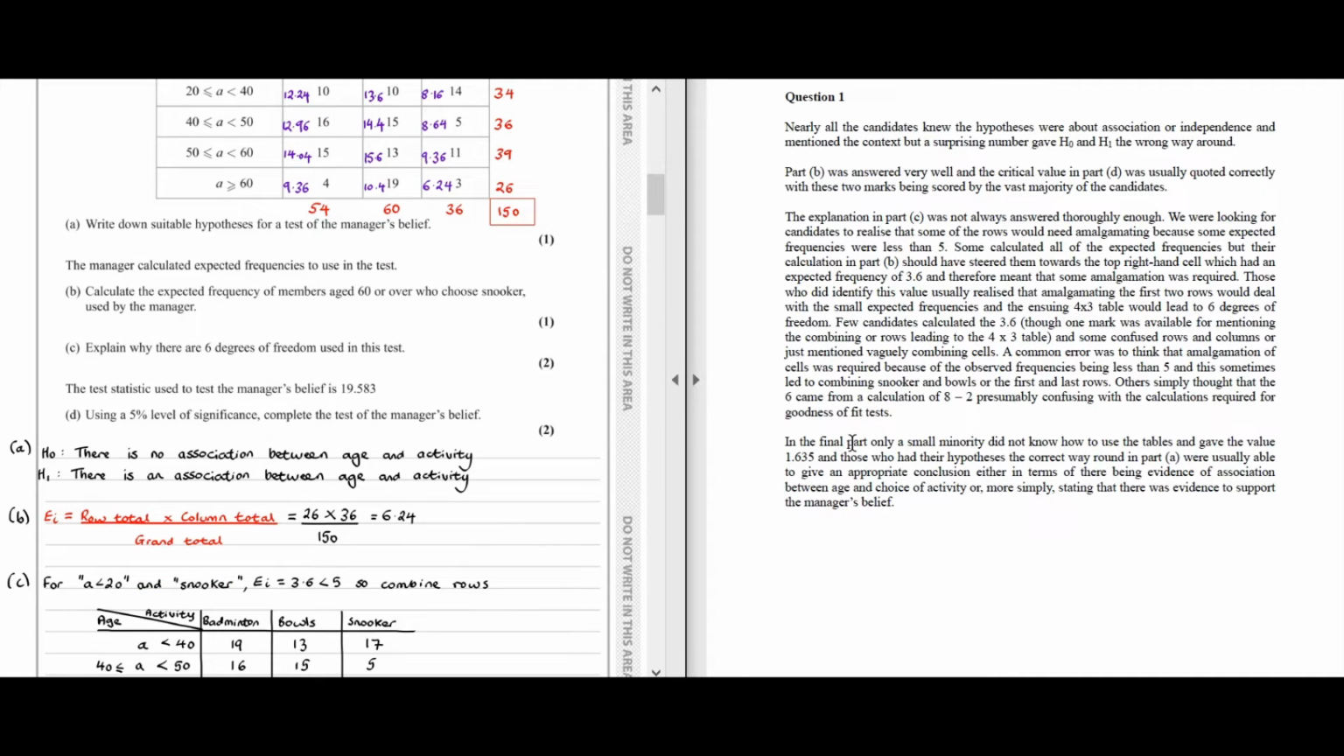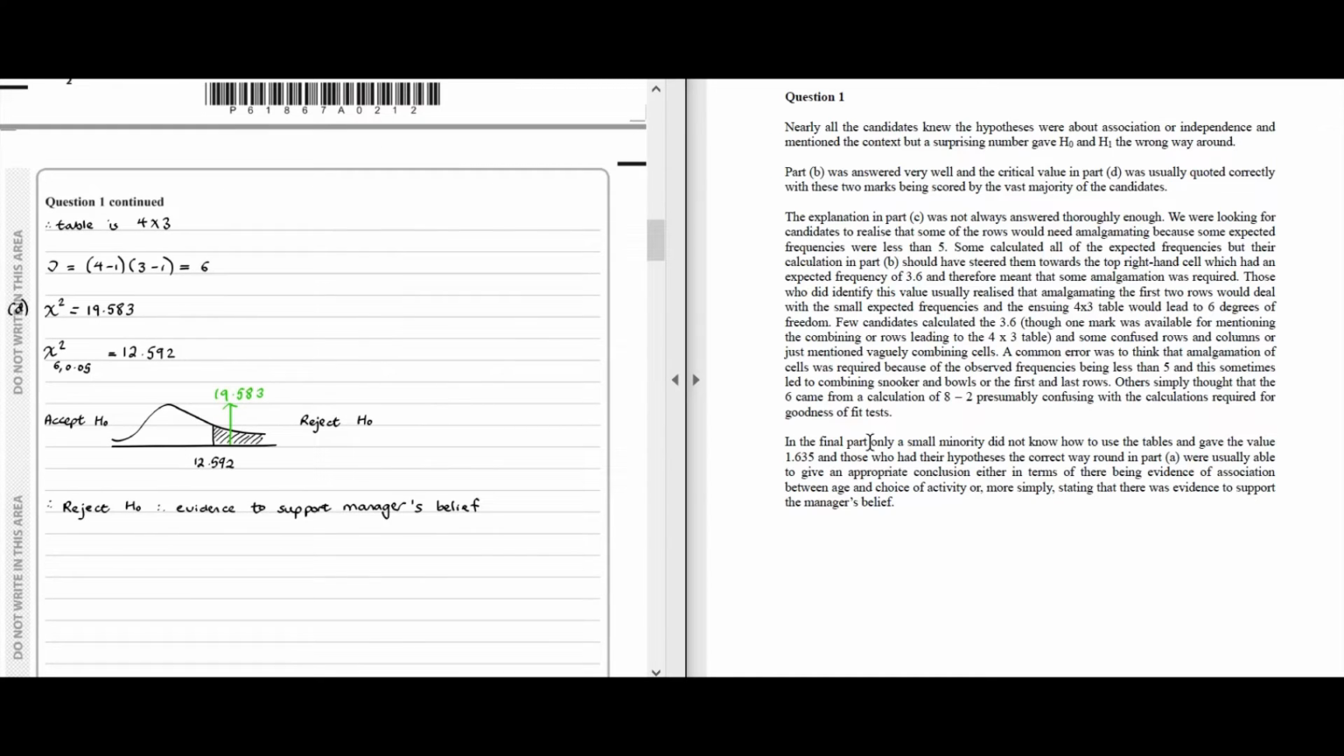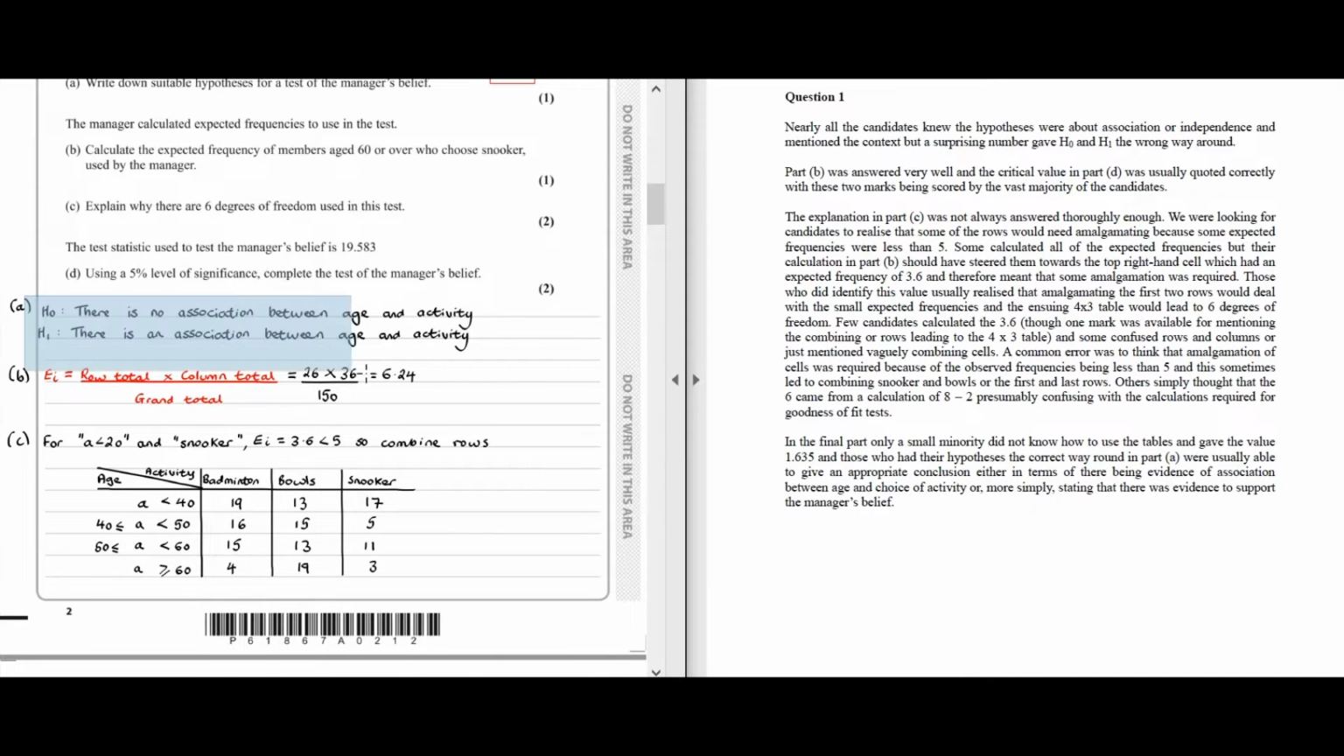But in the final part of the answer, so what is the final part of the answer? Only a small minority did not know how to use the tables and gave the value of 1.635, and those who had their hypothesis the correct way around in part A were usually able to give an appropriate conclusion, either in terms of there being evidence of association between age and choice of activity, or more simply stating that there was evidence to support the manager's belief. So when you give your conclusion, make sure you give it in terms of context of your hypotheses over here.